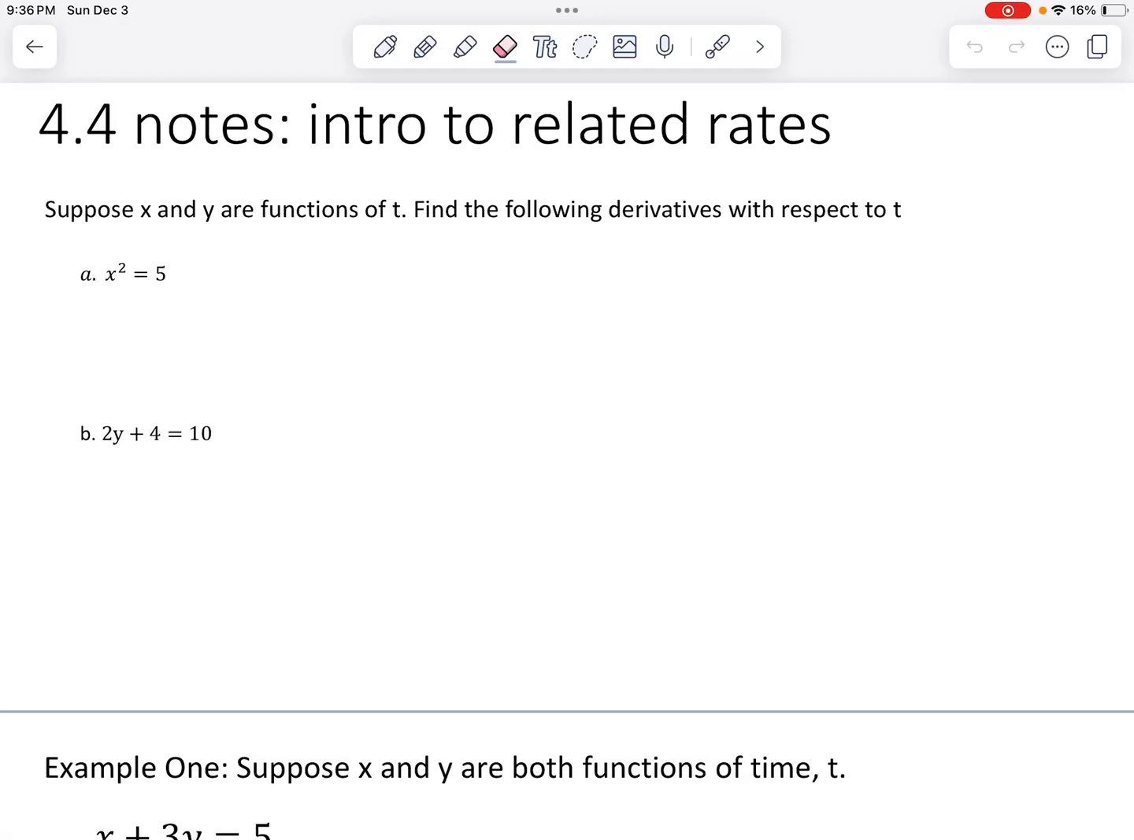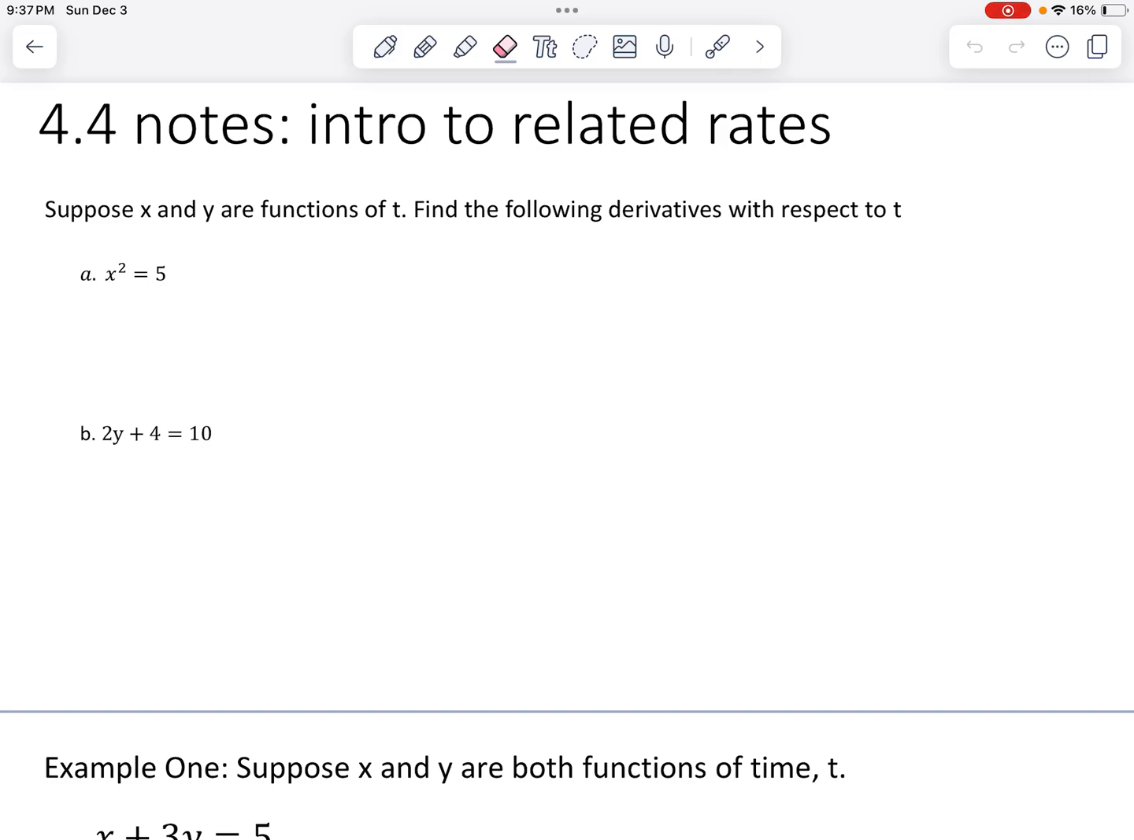This is Intro to Related Rates, and some of the concepts in related rates are going to connect to what we've been learning so far in this unit. But the big idea is that in related rates problems, two or more variables are changing at the same time. And so often what's changing at the same time is time and then something else. And so we'll look into it as we go through.